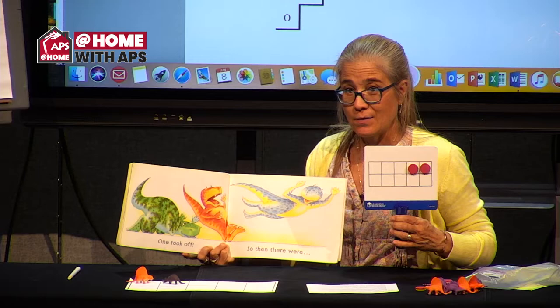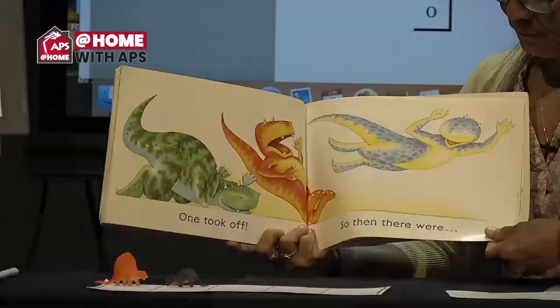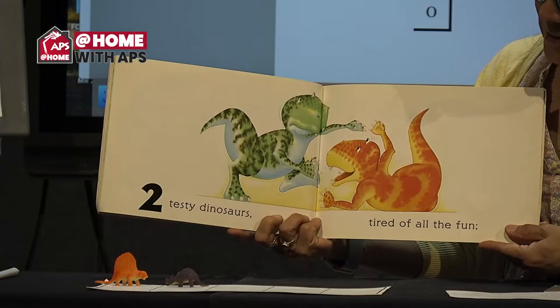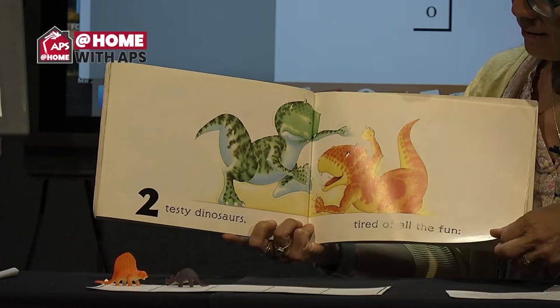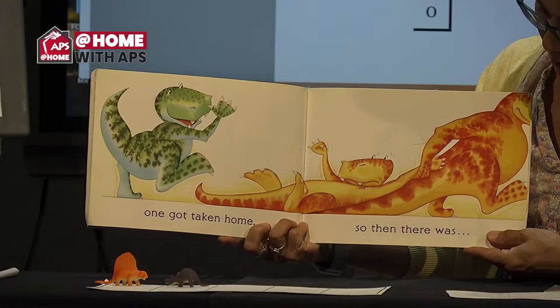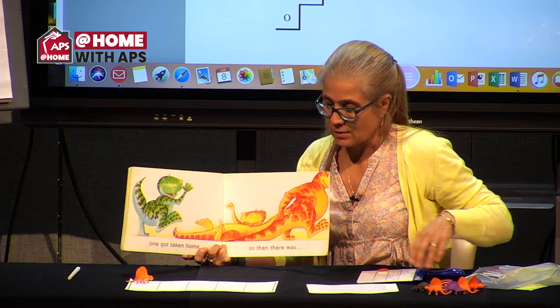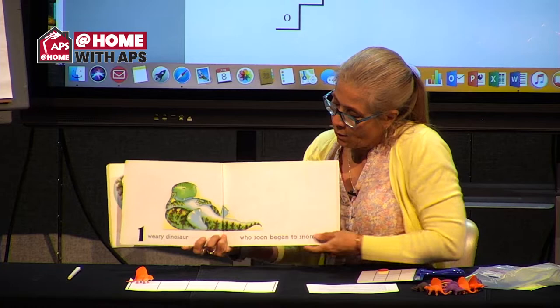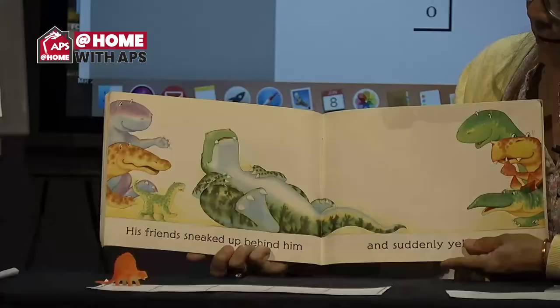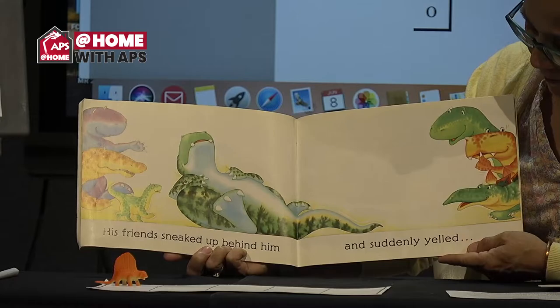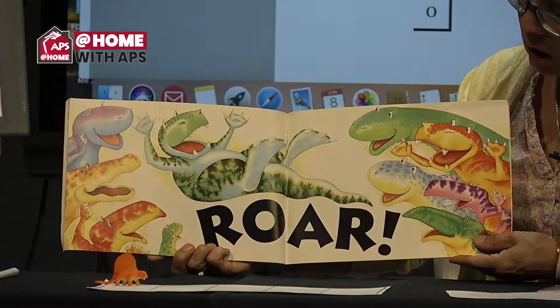What do you think? 2 testy dinosaurs, tired of all the fun. Starting to get fussy with each other, I guess. 1 got taken home. So then there was, so this one got taken home. So then there was only what? 1 dinosaur, huh? 1 weary dinosaur who soon began to snore. His friend sneaked up behind him and suddenly yelled, "Roar!"